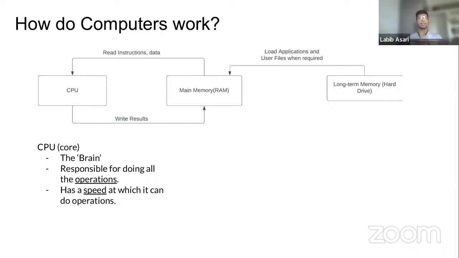So this limit essentially means they have a certain number of operations that they can execute in a single second. For modern CPUs, that number is very large, in the millions to billions. So that means a CPU can execute millions to billions of operations per second.